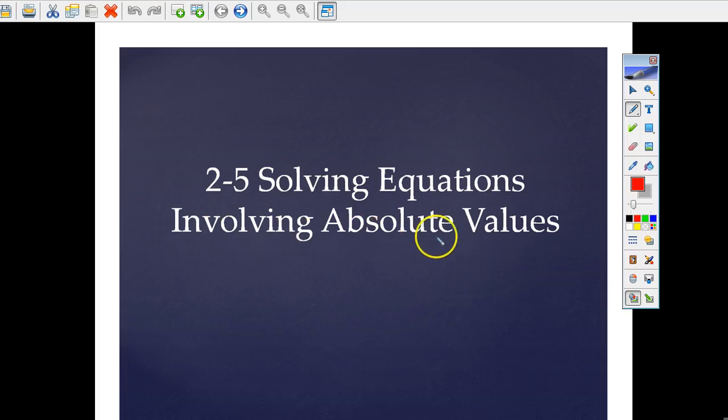So remember, absolute value means we're talking about distance. Distance is always positive. When you say 2 miles, you never hear anyone say negative 2 miles. It's 2 miles west, east, north, or south. It's never negative 2 miles. So keep that in mind when we're talking about absolute values: we're talking about distance and positive numbers.